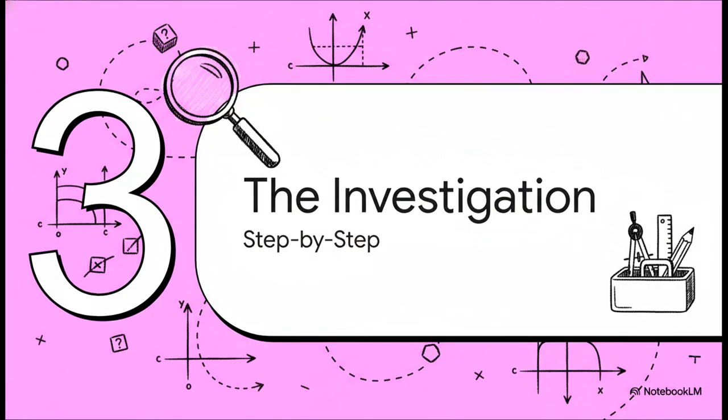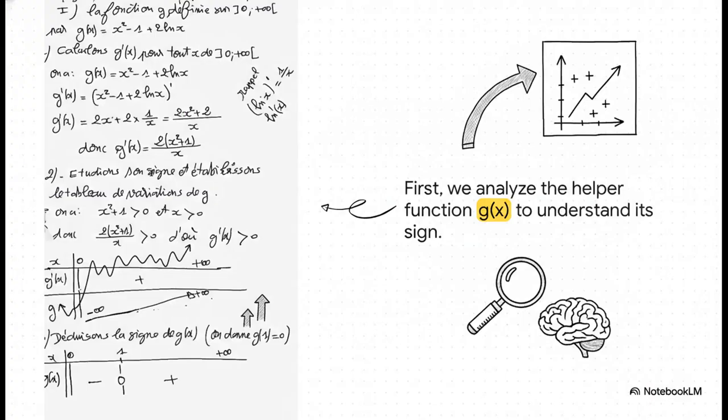Okay, toolkit's ready. Time for the main event, our step-by-step investigation. We're going to follow the evidence, one clue at a time. Our first move is to put that helper function, g of x, right under the microscope. By finding its derivative, g prime of x, we can see exactly how it behaves. And the calculation here shows us g prime of x is always positive. That just means g of x is always increasing. It never stops, it never turns around.